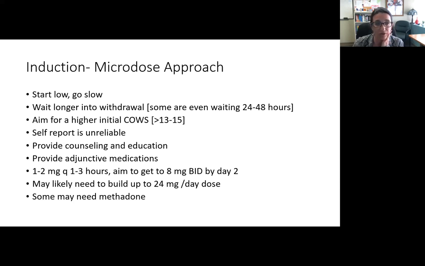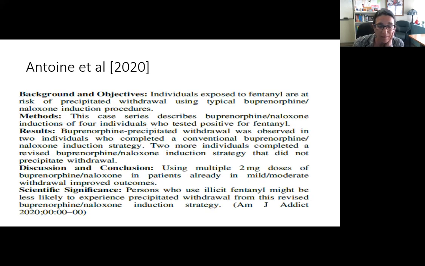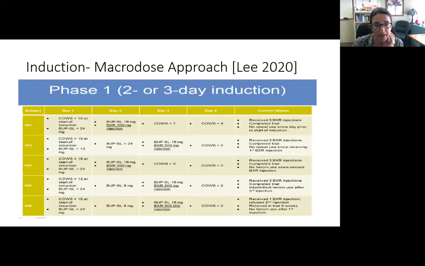This is a small case report from 2020, looking at 4 individuals, so 2 who completed the traditional approach to starting buprenorphine when they were on fentanyl, and 2 who did the microdose. And what they concluded was that the microdose improved withdrawal outcomes in the 2 who were on that. And then we'll just conclude by talking about the macrodose in the last few slides.